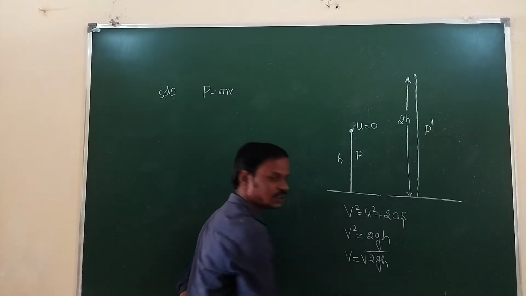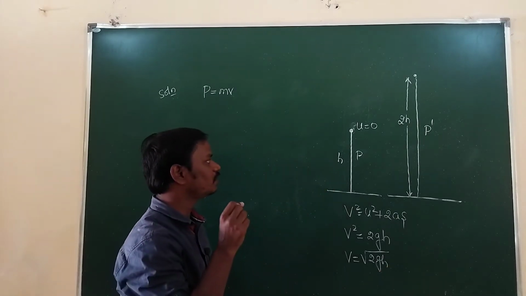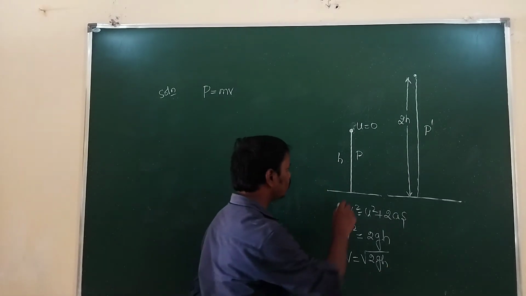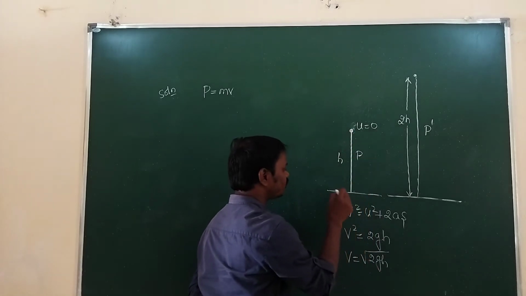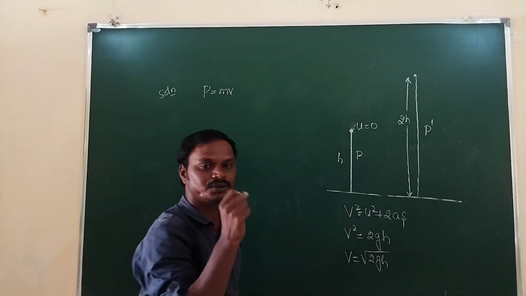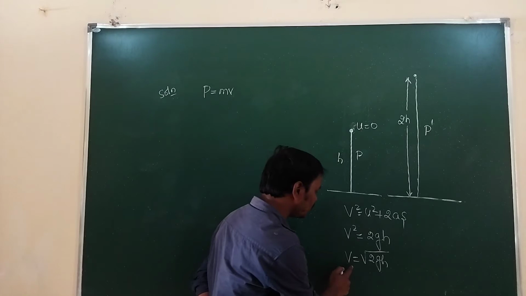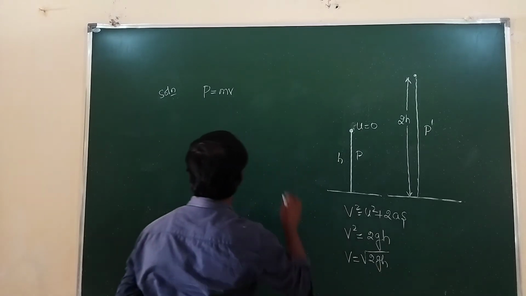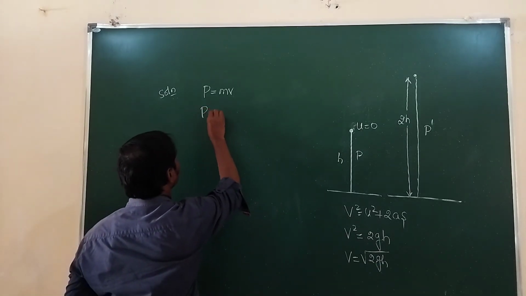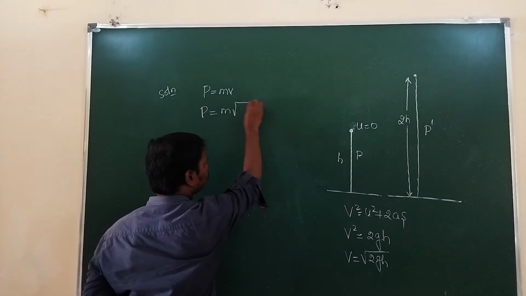So when the stone covers the height h, what is the final velocity of the stone? That is, with what velocity the stone hits the ground? v is equal to square root of 2gh. And I will write p is equal to m into square root of 2gh.